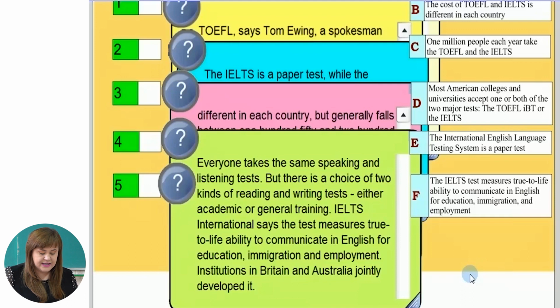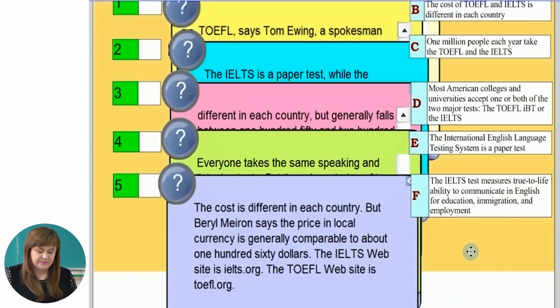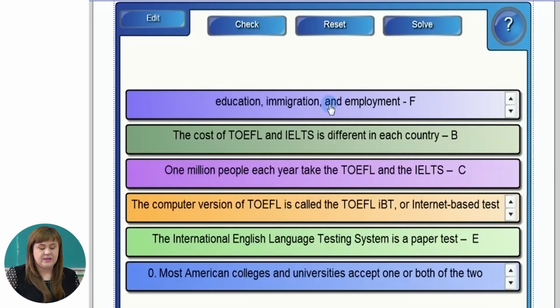IELTS International says the test measures true-to-life ability to communicate in English for education, immigration, and employment. Institutions in Britain and Australia jointly developed it. The cost is different in each country, but Beryl Meyer says the price in local currency is generally comparable to about $160. The IELTS website is IELTS.org. The TOEFL website is TOEFL.org. During this activity, we will try to arrange the headings in chronological order. As it was previously stated, the statement D is suitable for the zero extract from the given example.